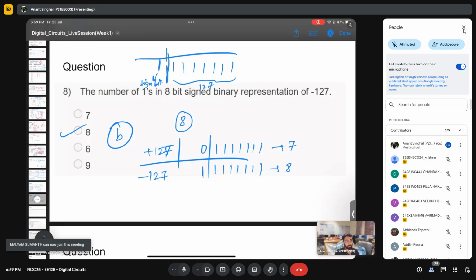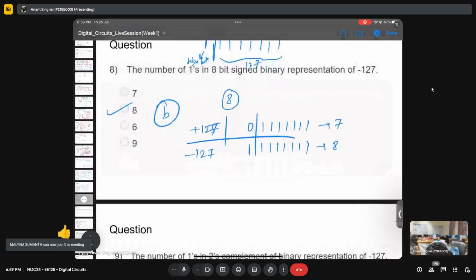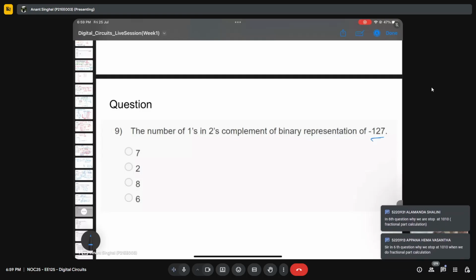Is it clear? This was an easier problem. I think we can move ahead. So it says now the number of ones in the 2's complement of a binary representation of this. So this is actually a good question.